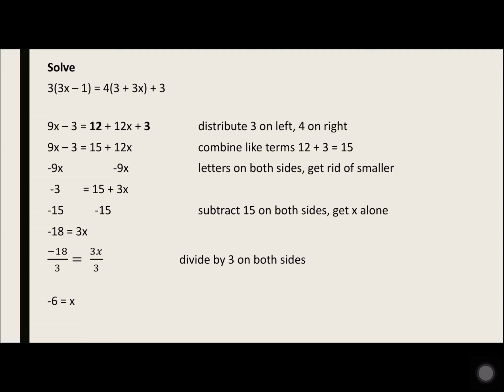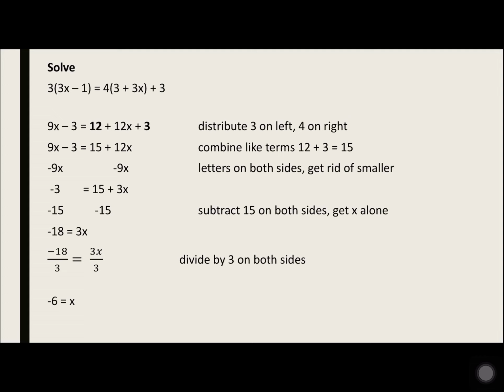Okay. On the right side, you see the 12 and 3 are bold. They're like terms. Add them. 12 plus 3 is 15. Do not add 15 plus 12x. They're not like terms. Okay. Now we have x on the left, x on the right. Get rid of the smaller one. 9 is smaller, so subtract 9x on both sides.